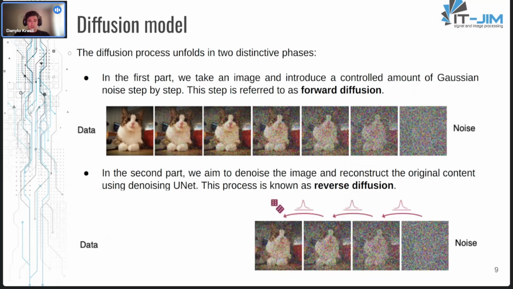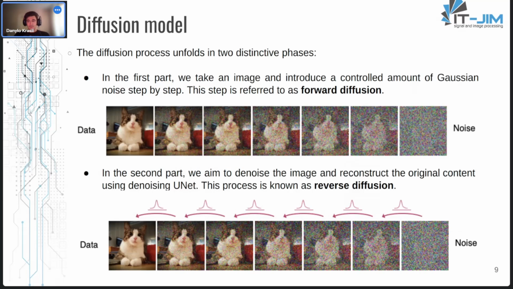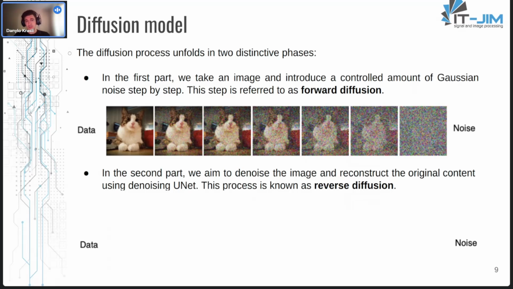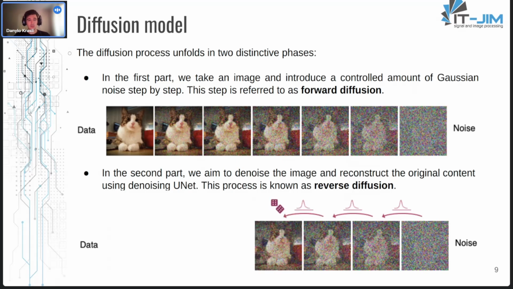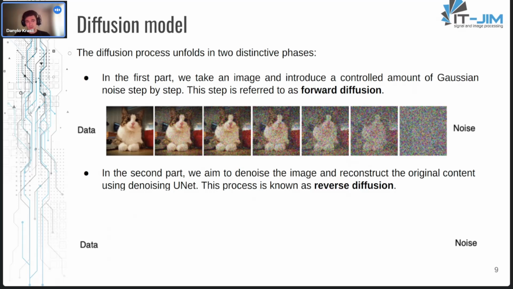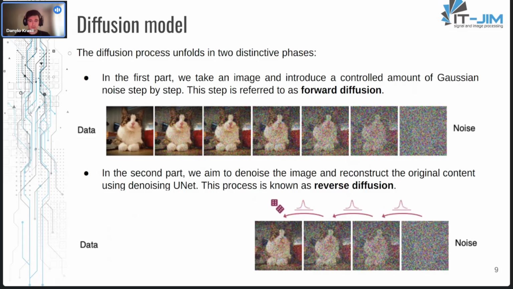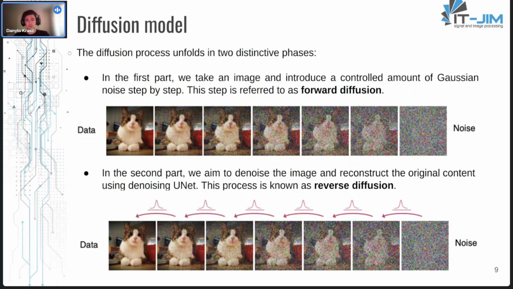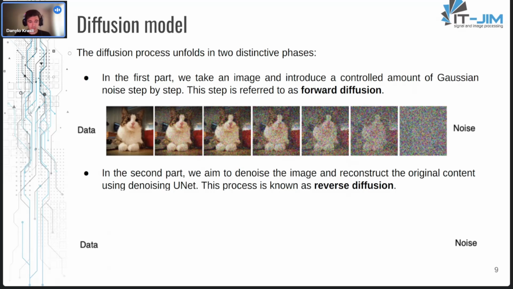Okay, let's recall the concept of diffusion models. The diffusion process unfolds in two distinctive phases. In the first part, we take an image and introduce a controlled amount of Gaussian noise step by step. The number of those steps in Stable Diffusion is about 1,000. So this first phase is referred to as forward diffusion. And in the second part, we aim to denoise the image and reconstruct the original content using a denoising UNet, and this process is known as reverse diffusion.